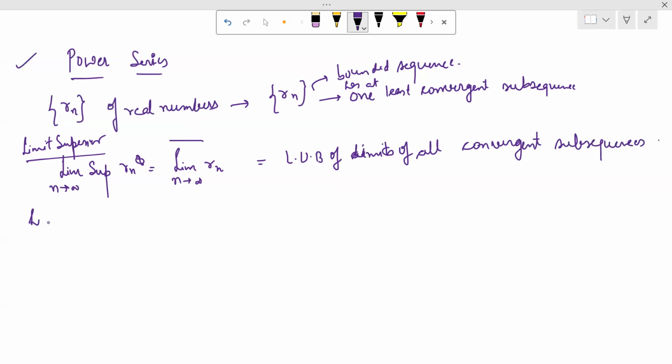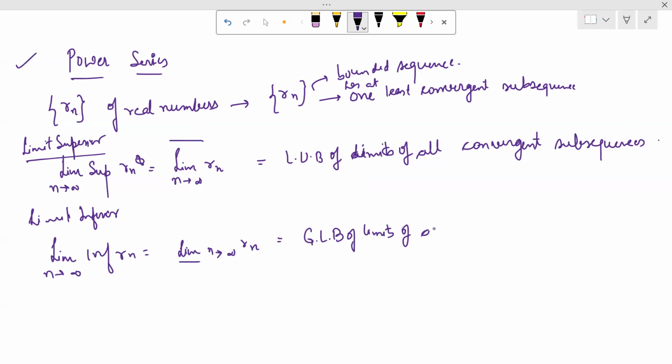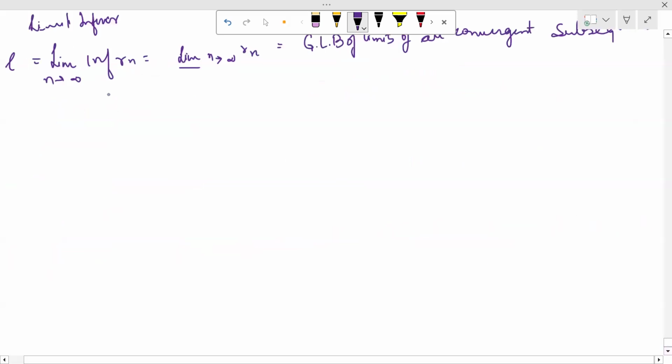And what is limit inferior? So limit inferior, we'll write this way. This is the greatest lower bound of limits of all convergent subsequences. Now this is true when your sequence is bounded. So capital L I'm denoting for the limit superior, which is nothing but the least upper bound of limits of all convergent subsequences. Small l is limit inferior, which is the greatest lower bound of limits of all convergent subsequences. So this notion of limit superior and limit inferior I have developed for bounded sequences.